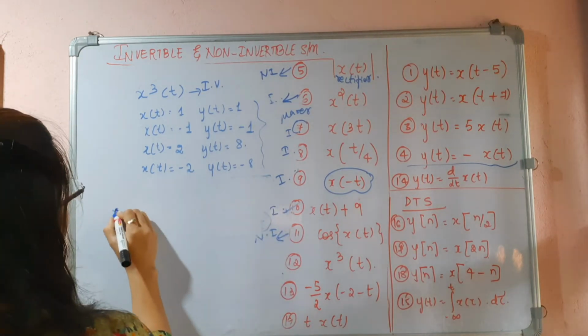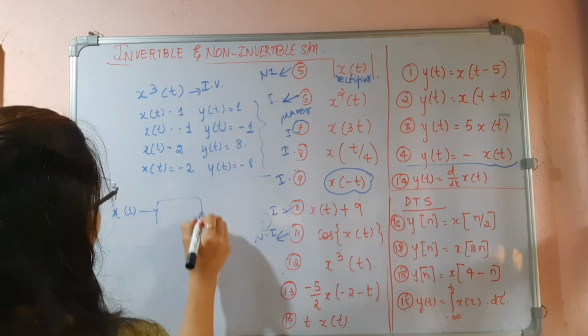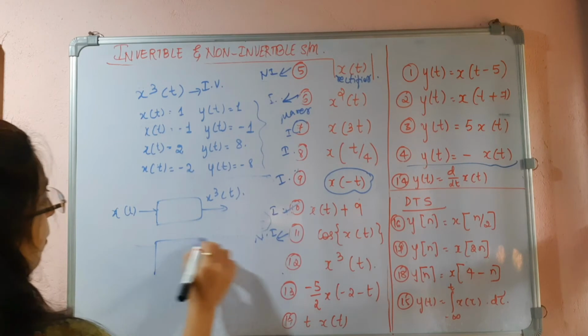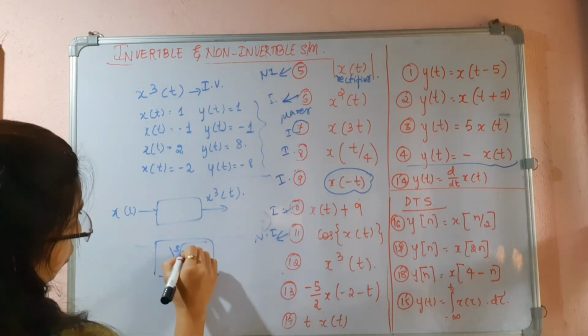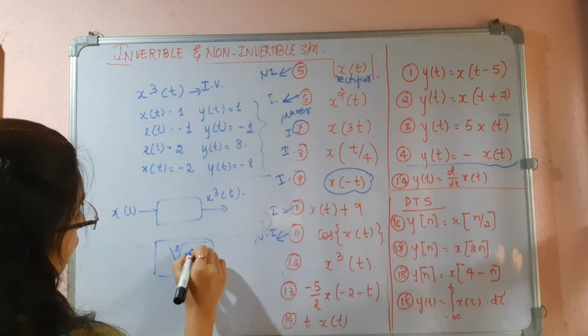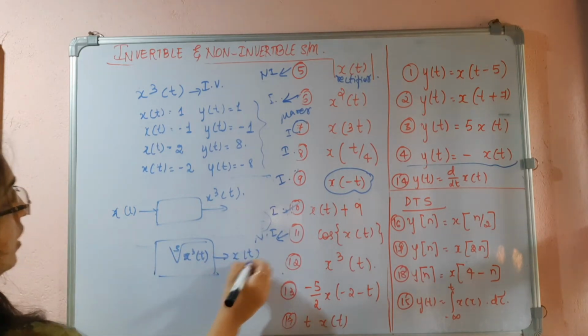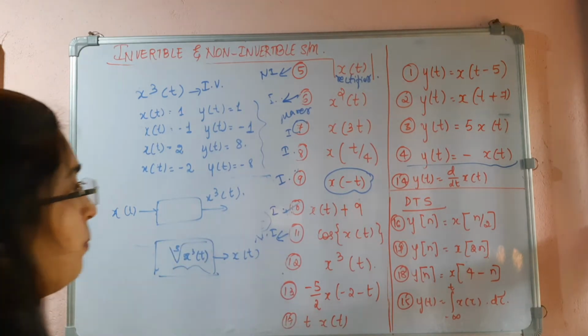So now x of t is given as the input. I am getting x cube of t. Now if I perform the cube root of this x cube of t, I will get x of t. Okay, so this will be your inverse system.